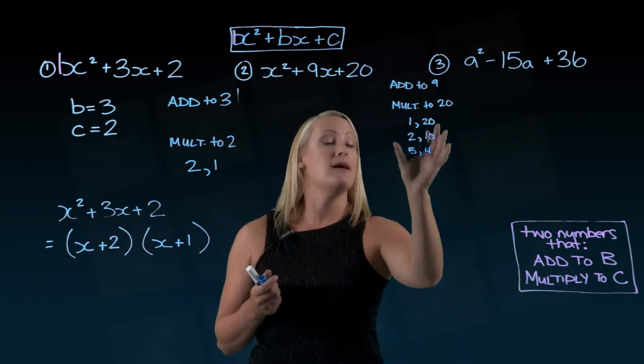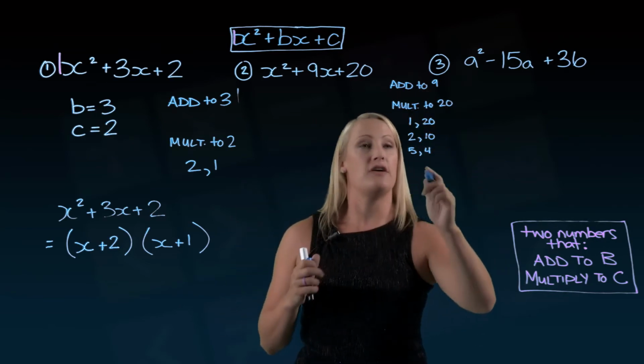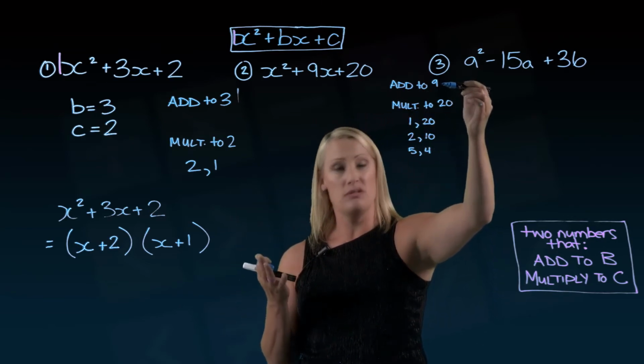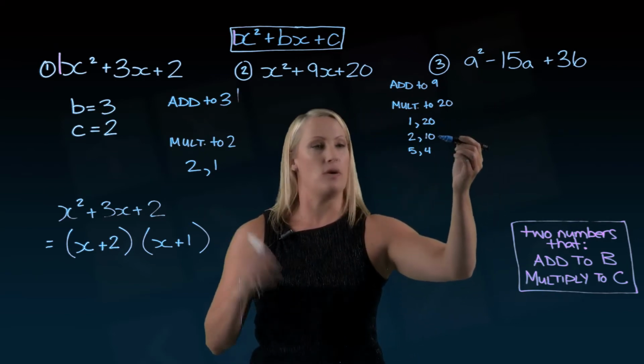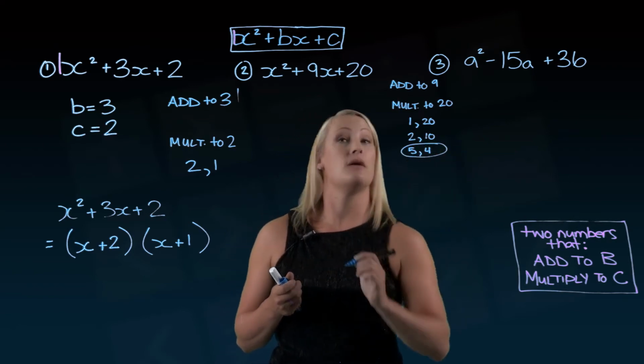to get to 20. Once we've got those pairs, it's going to make it a lot easier for us to find our numbers, because now we just have to look at the pairs and figure out which two add to 9. 1 plus 20 doesn't. 2 plus 10, that's 12. That's not 9. But 5 plus 4, that's it. That's the numbers we need.